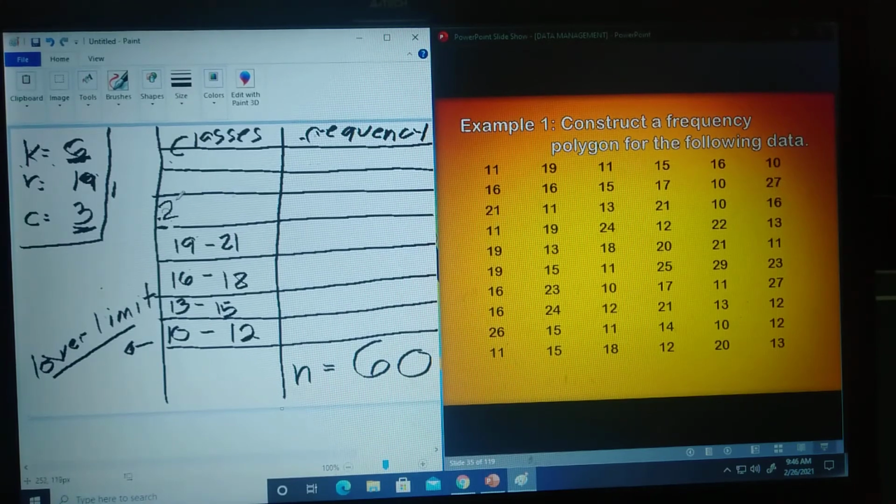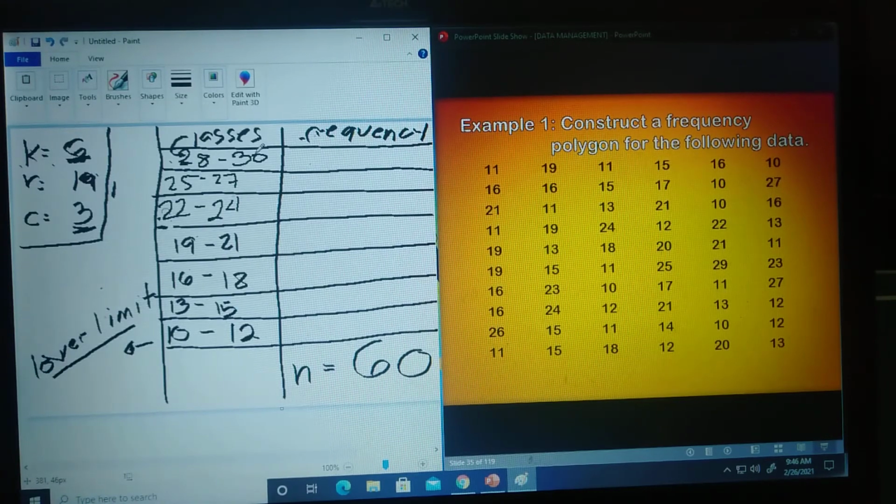We have 22 to 24. We have 25 to 27, and then last 28 to 30. Okay. So, yan na, nabuo na natin yung classes natin.